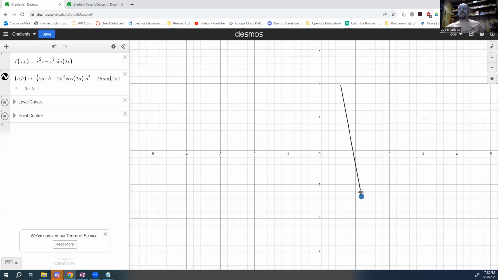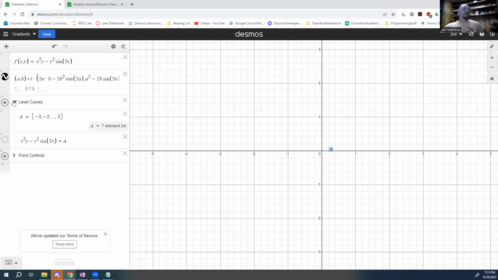If I'm walking up, I'm following the gradient, following the gradient, following it, following it. All of a sudden it kind of disappears. You can see it's still there, just a tiny little bit, right?